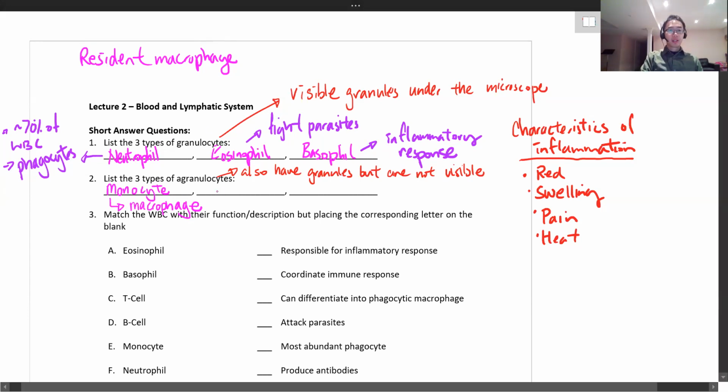Yep, there are. Very good. That's right. T cells or T lymphocytes as well as B cells. Okay, so T cells coordinate the immune response, and B cells produce antibodies.